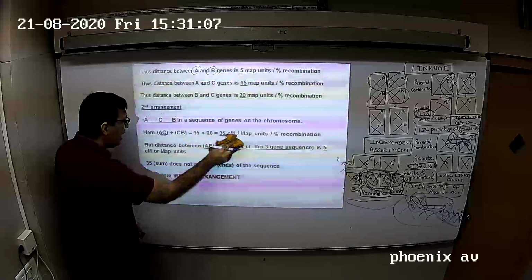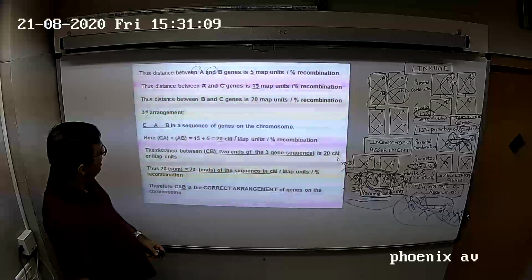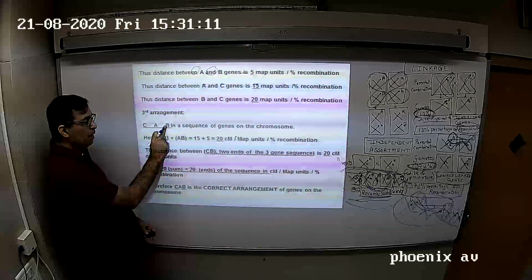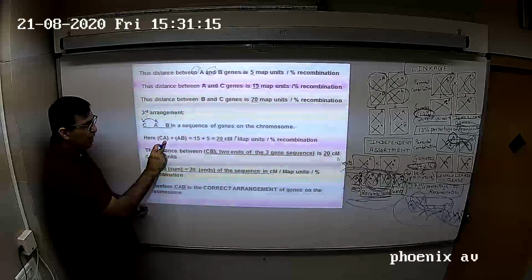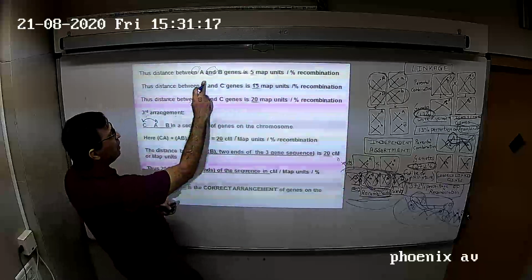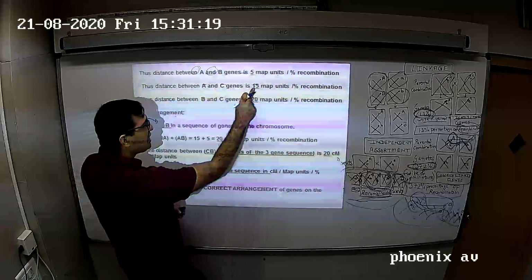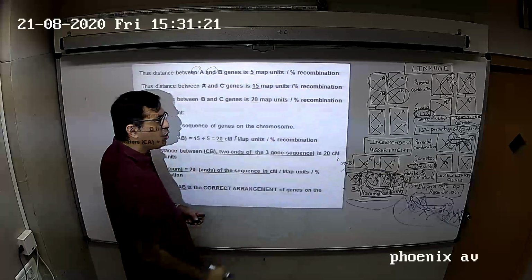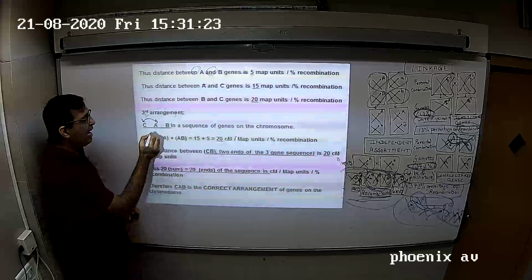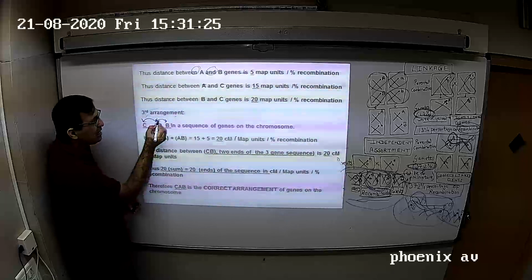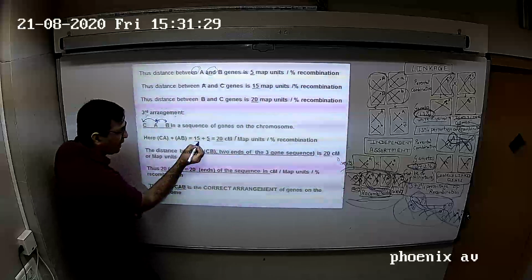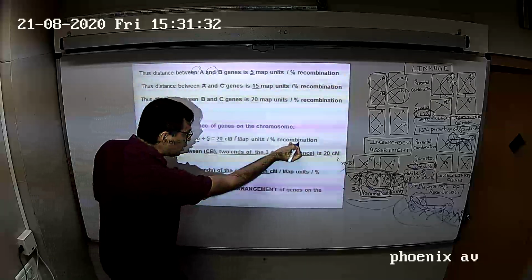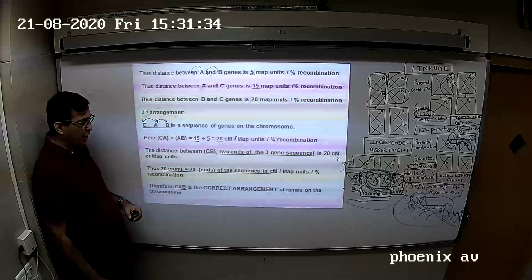Now let's see the last combination, CAB. Now, what is the distance between C and A? Between C and A it is 15 map units, or percentage recombination, or centimorgan. What is the distance between A and B? The distance between A and B is 5 map units. So 20 centimorgans or map units or percentage recombination.